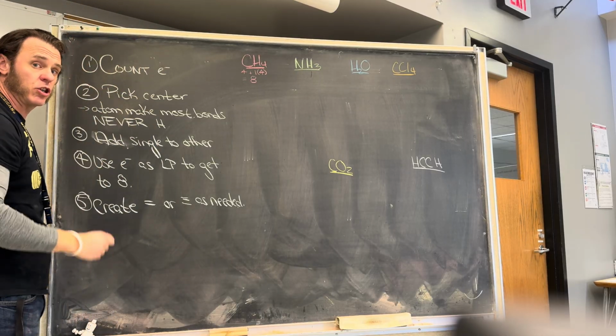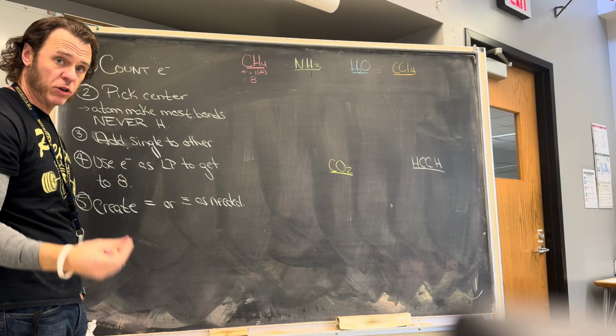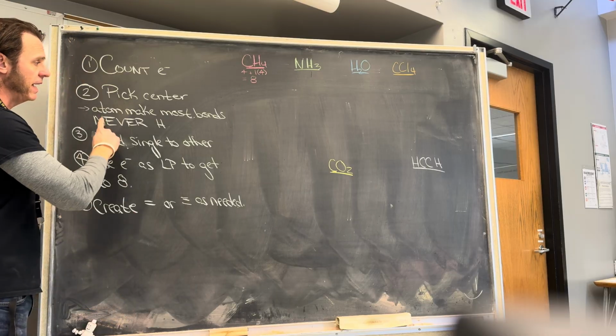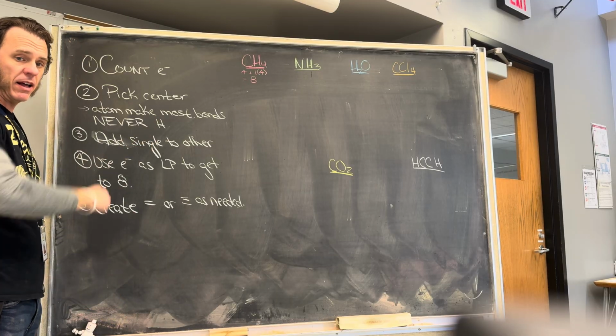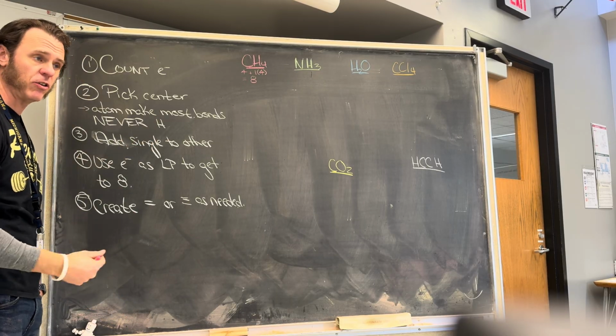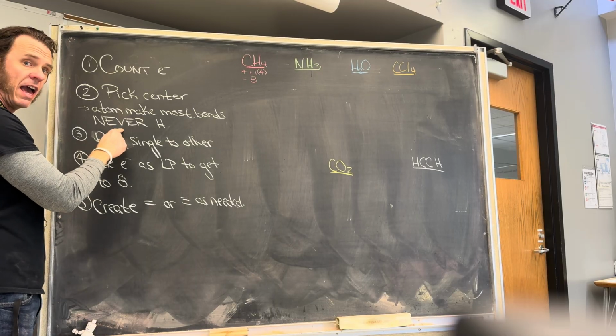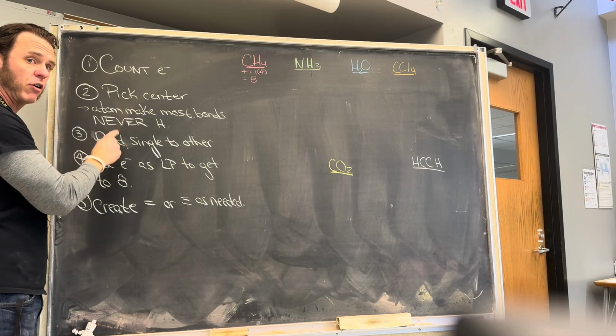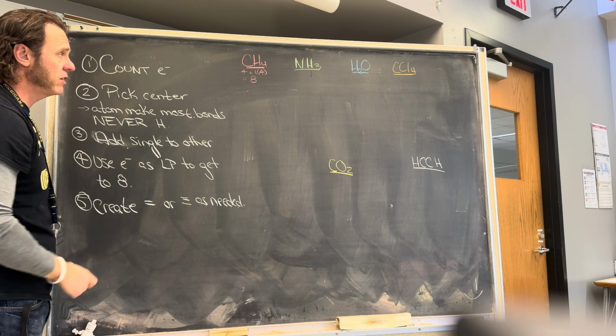Pick the center atom. We're going to figure out which one's going to be in the middle. It's the atom that makes the most bonds. But here's a little hint. It is never, ever, ever hydrogen. Ever, ever. It's the one that makes the most bonds.